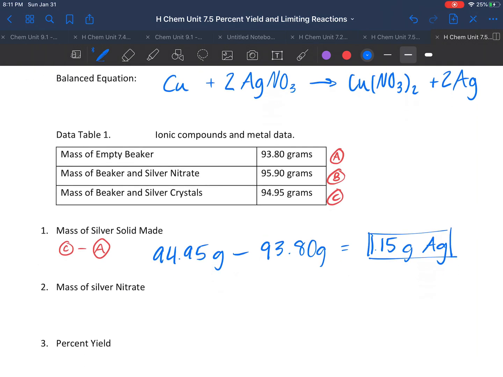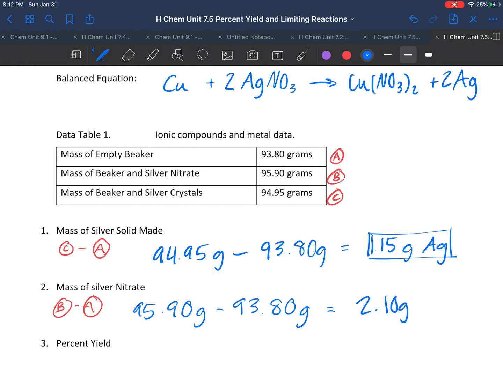Then we have to figure out the mass of silver nitrate. And so here we are taking B minus A. Then we get 95.90 grams minus 93.80 grams. And our mass of silver nitrate used was 2.10 grams silver nitrate.